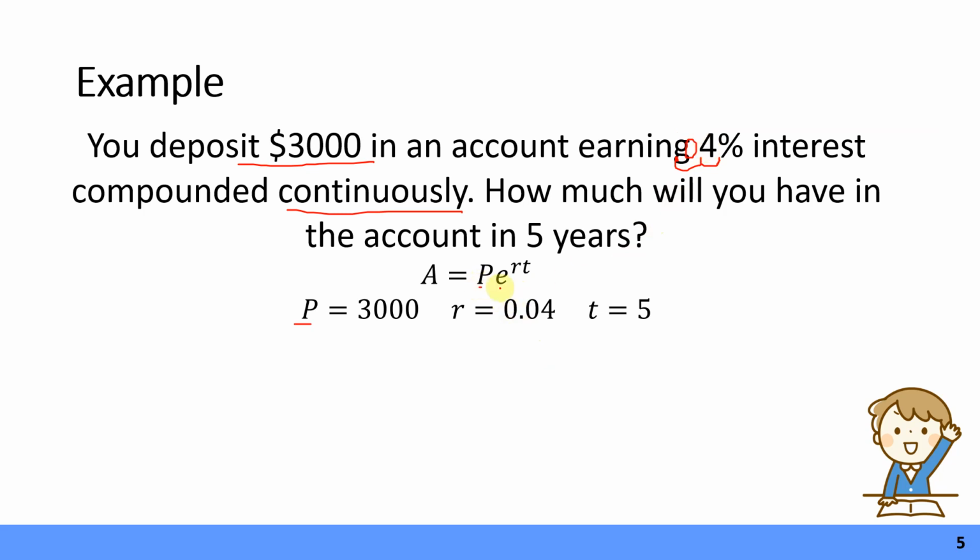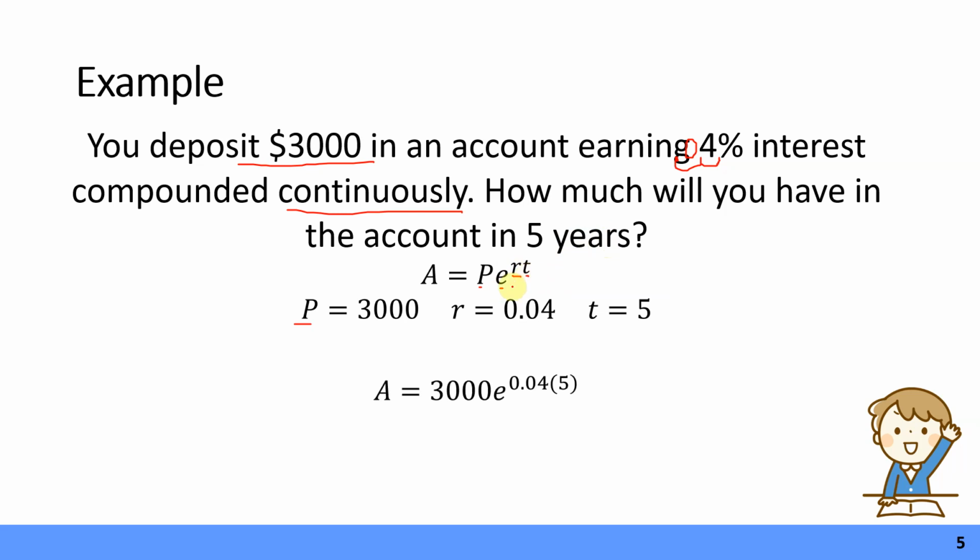So we have already substituted that. Remember, the e is in your calculator. You don't have to substitute anything for the e because it's a constant value. We already have the r. And then the t, since they're asking us how much money will you have after 5 years, then that's my t value. So the t would be 5.